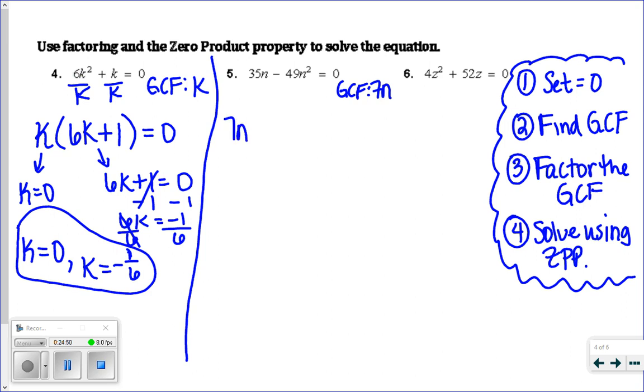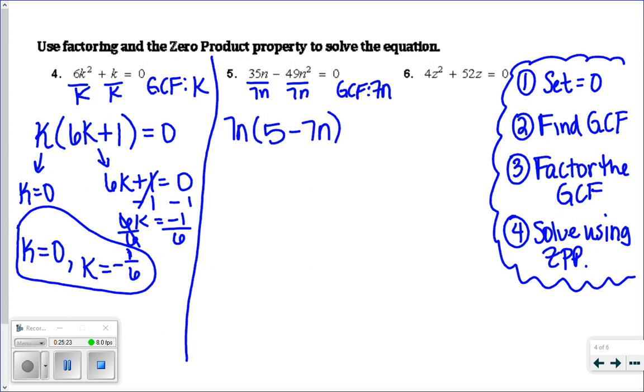I'm going to write it out in front and then open a parentheses to see what other factors are left when we divide that out. The easiest way to see that is to divide each one of these by 7n to see what's left. So in the first term, if I had 35n, and I divide that by 7n, 35 divided by 7 is 5, and n divided by itself is just 1. So I just get 5 there. The second one, we minus, and then 49 divided by 7 is 7, and n squared divided by n still leaves an n there.